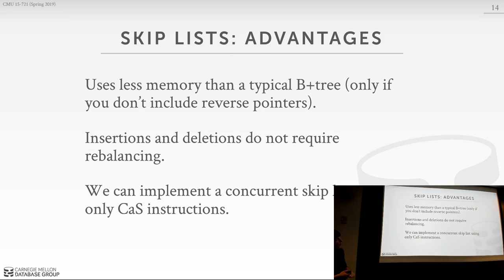We already talked about this before, but insertions and deletions don't require rebalancing. When I did that insert, all I did was flip pointers for the keys that appeared before me at each level. I didn't have to restructure or reorganize the entire tree or the entire data structure, so that's nice. And then we'll see in a second, we can actually implement a thread-safe concurrent skip list using only compare-and-swap instructions, without having to do any latching.